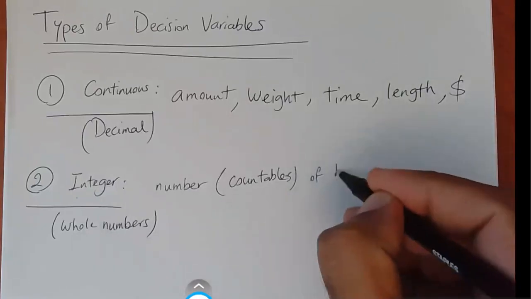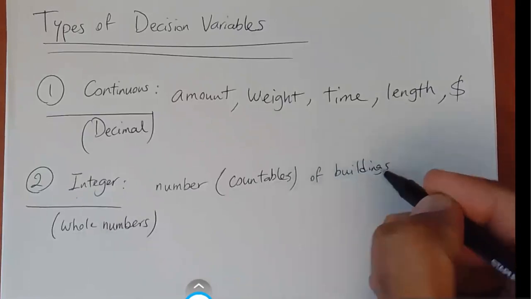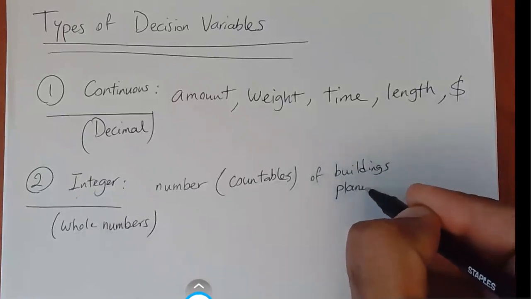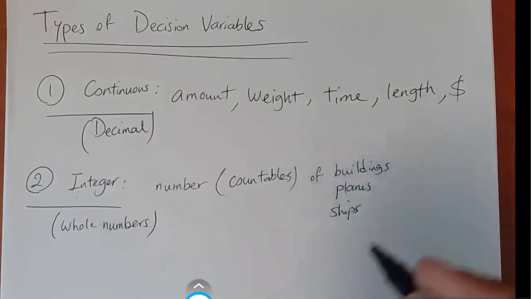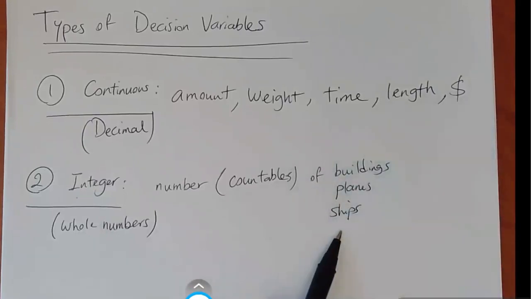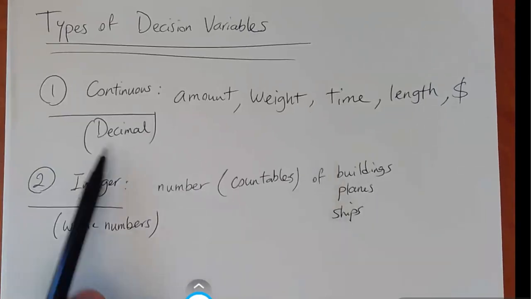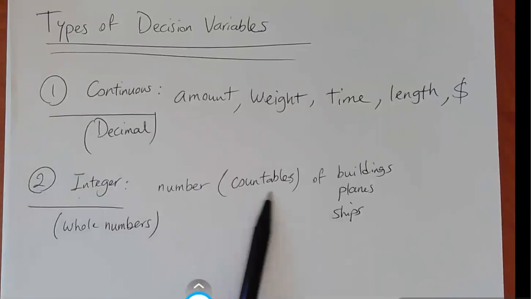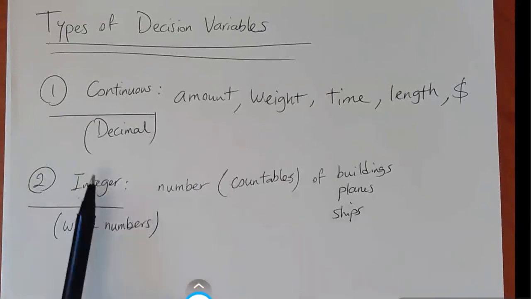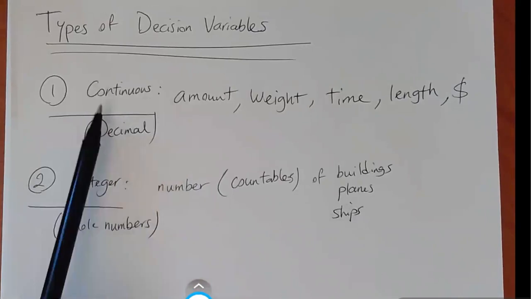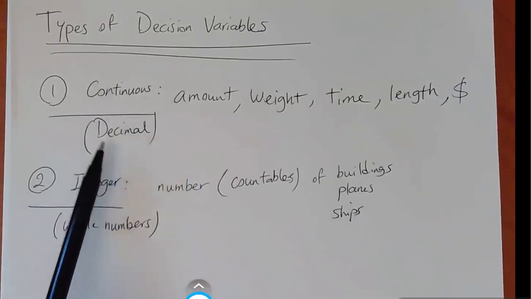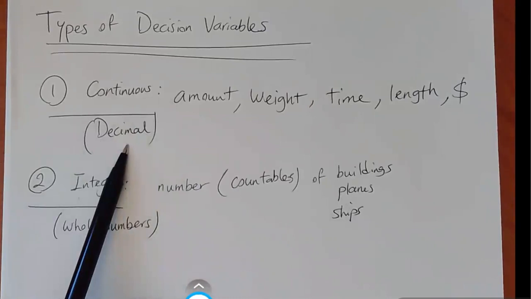Number of, let's say, buildings, planes, ships, and major stuff like that, where you can't really go between, let's say, 2 and 3. You can't really take on 2.5 or 2.2. They can't take on decimal values, right? Countable numbers.